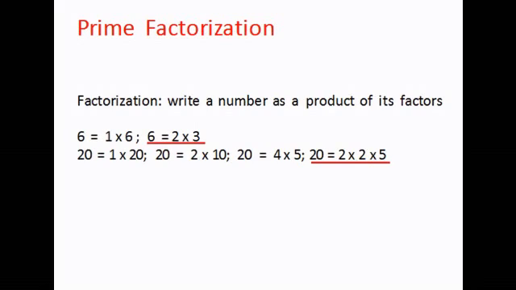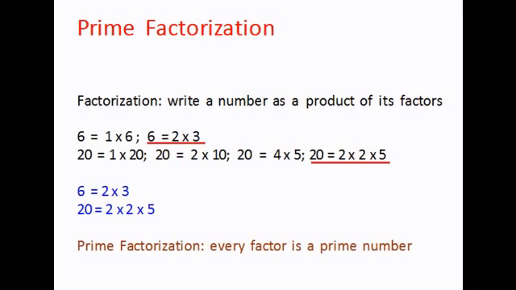Now in case of 20, the underlined factors 2, 2 and 5, they are all prime numbers. Whereas in case of 4 and 5, 4 is a composite number. In case of 2 and 10, 10 is a composite number. So we understand that the underlined factors are the only factors for that number which are all prime numbers. These kind of factors are called prime factors. And prime factorization is a method of factorization where every factor is a prime number.